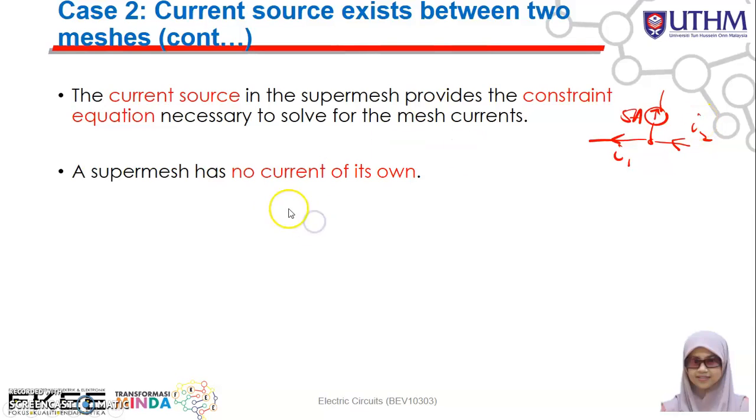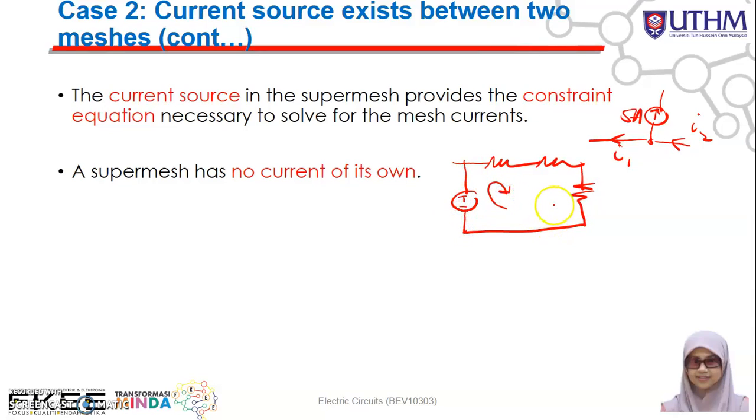Okay, and then next, a super mesh has no current of its own. Okay, it means that just now, based on the example, you have the connection like this, right? Then you have a voltage supply. So see, it has a super mesh I1 and it has a super mesh I2. Okay, so this is based on the previous example. So it means that a super mesh has no current of its own.